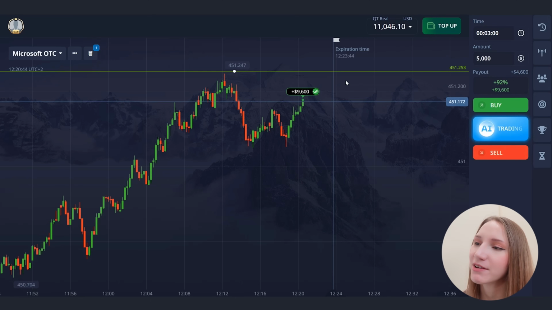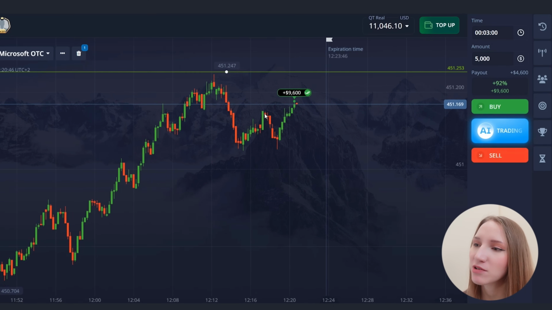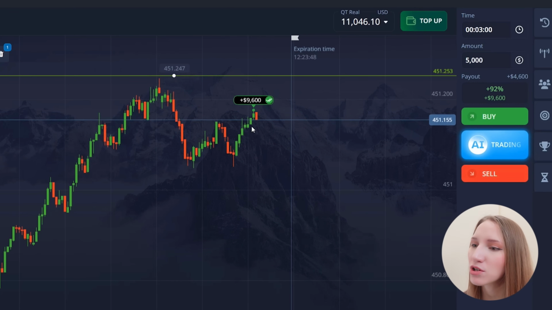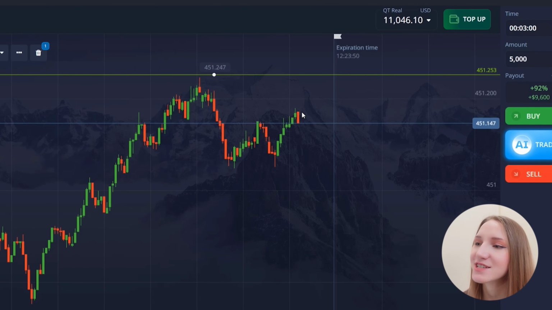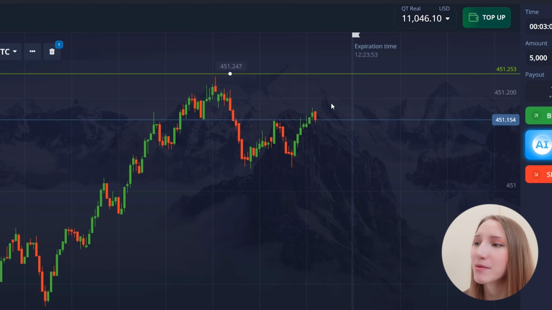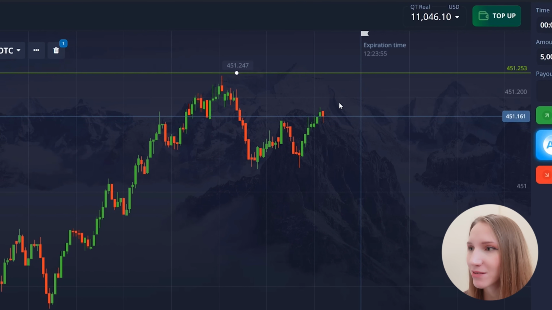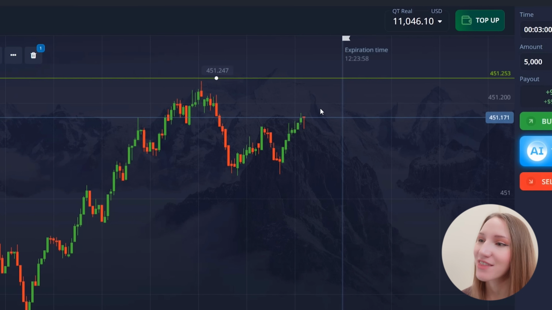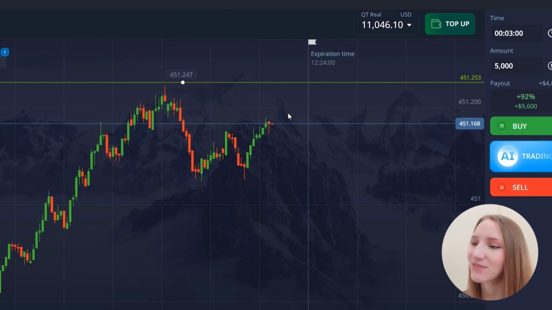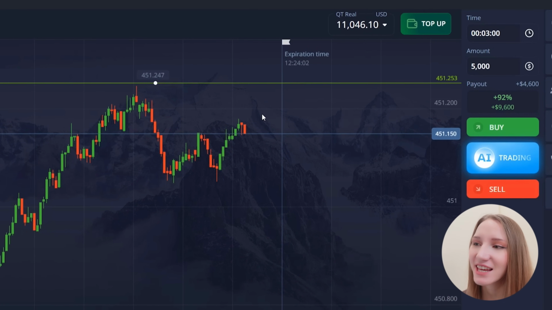So guys, it is very good because after the slight pullback down, the price continued moving higher. We got the profit here, so we've made profit, and 3 minutes time helped us very much. So my deposit is $11,000 and I want to finish here. Let's take the profits and leave the market.